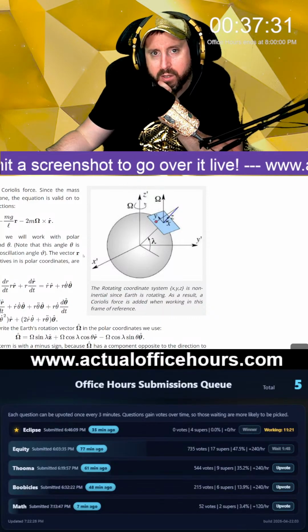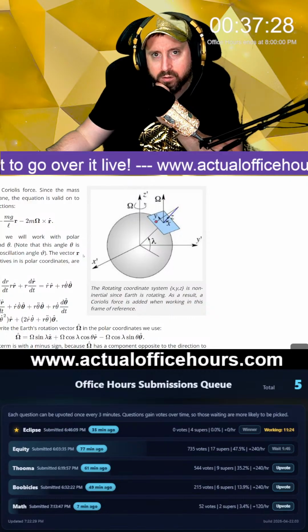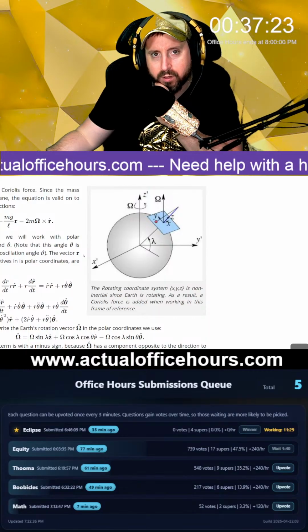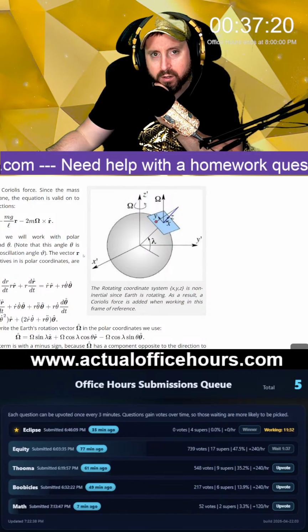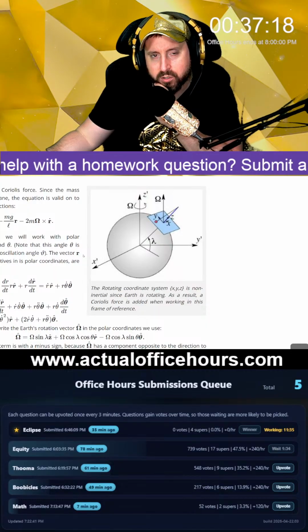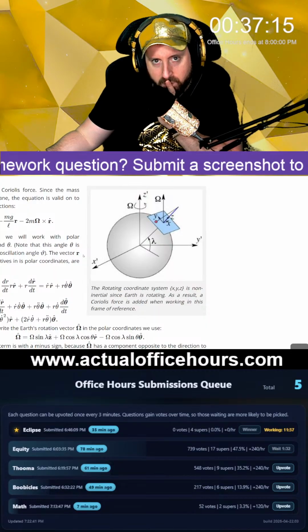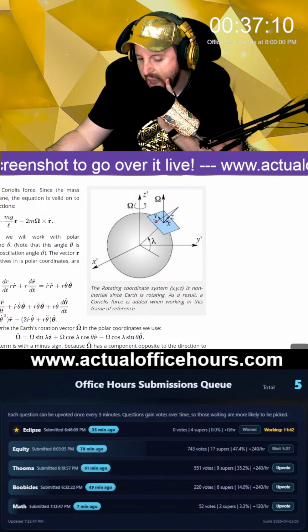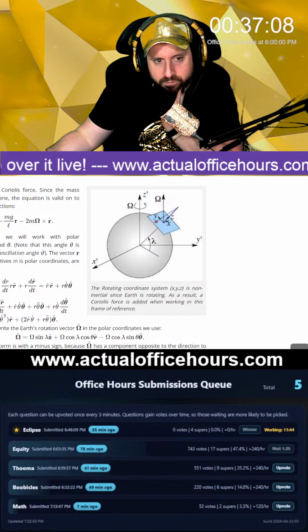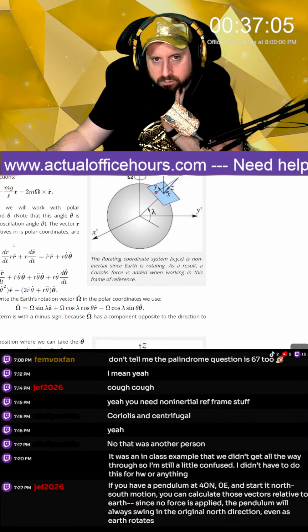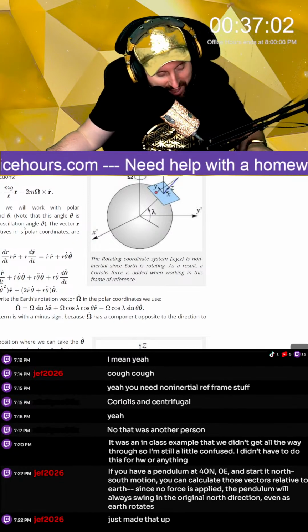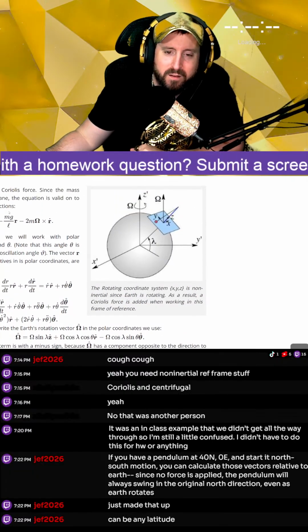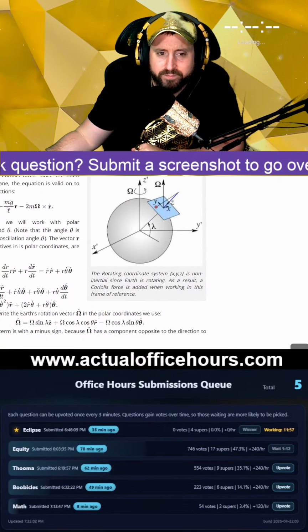If you have a pendulum at 40 north, 0 east, and it starts north-south motion, you can calculate those vectors relative to the Earth. Since no force is applied, the pendulum will always be swinging in the original north direction, even as the Earth rotates. What's special about the 40 north? Oh, you just made that up? Jeff. My name is Jeff. Oh, no. I was like, where the fuck's the 40 coming from?